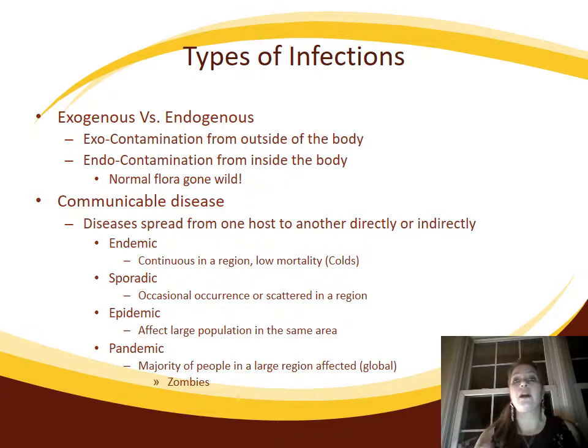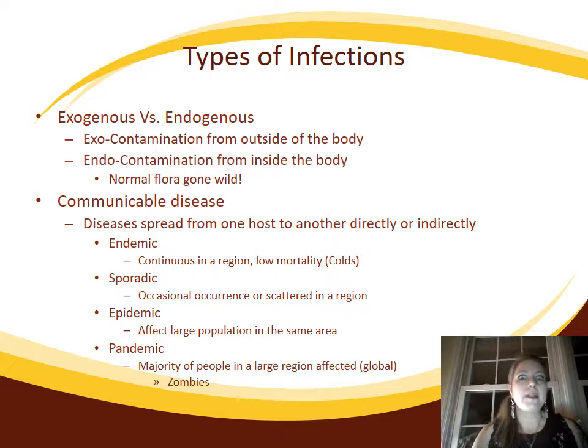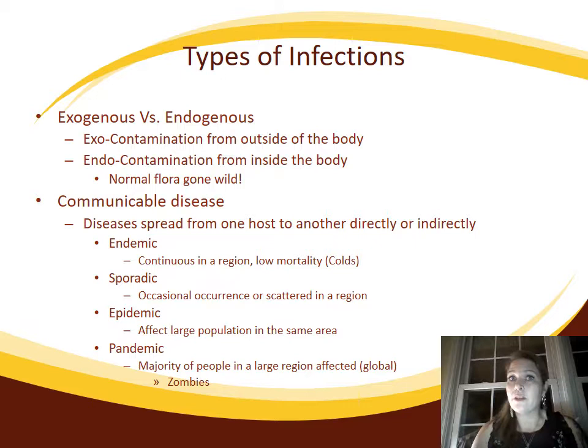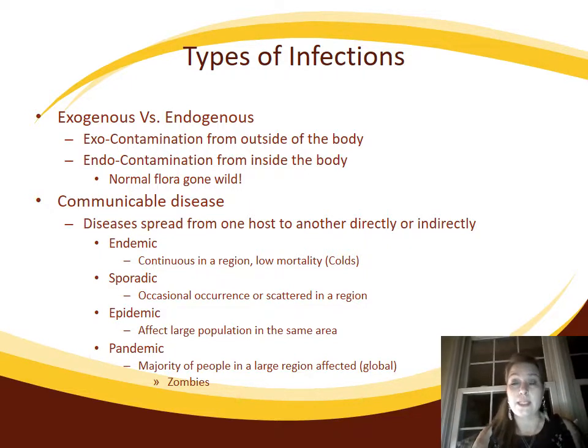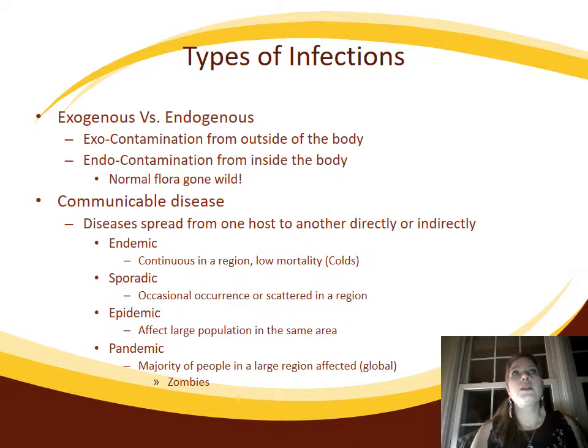Sporadic is when something occasionally occurs in a particular region. So every once in a while, you'll see the bubonic plague. And yes, you will still see the bubonic plague. We're going to talk about the bubonic plague. So every once in a while, you might see an outbreak of one individual that has the bubonic plague in a particular area, but it's not something that's usually spread throughout a population. It's something that's generally contained to one person. So that's going to be sporadic contamination.